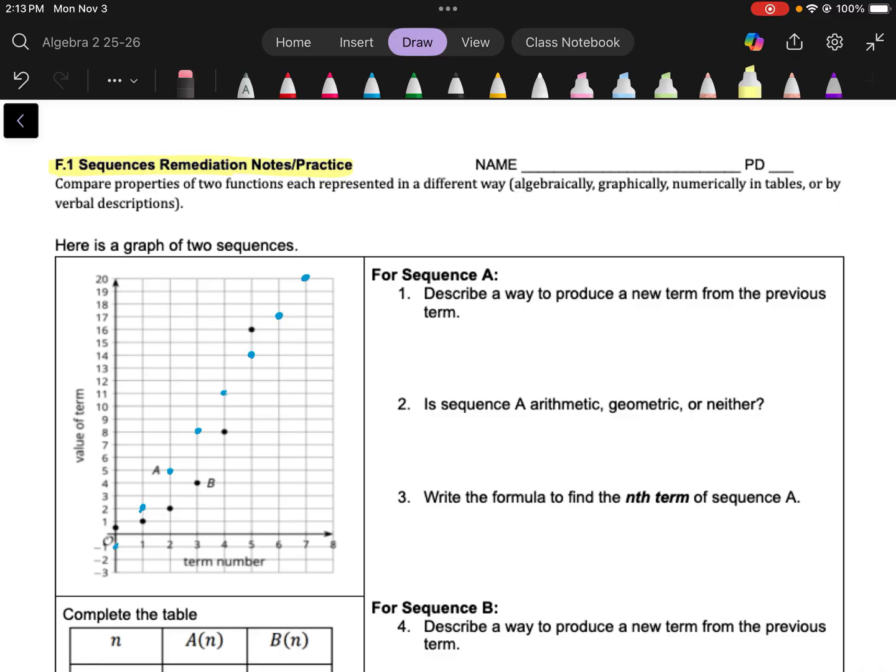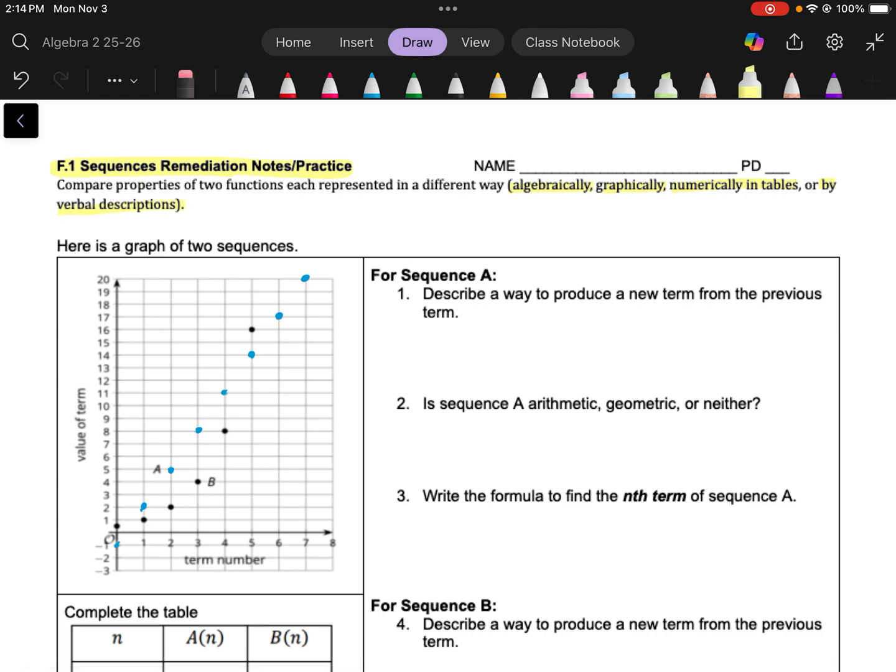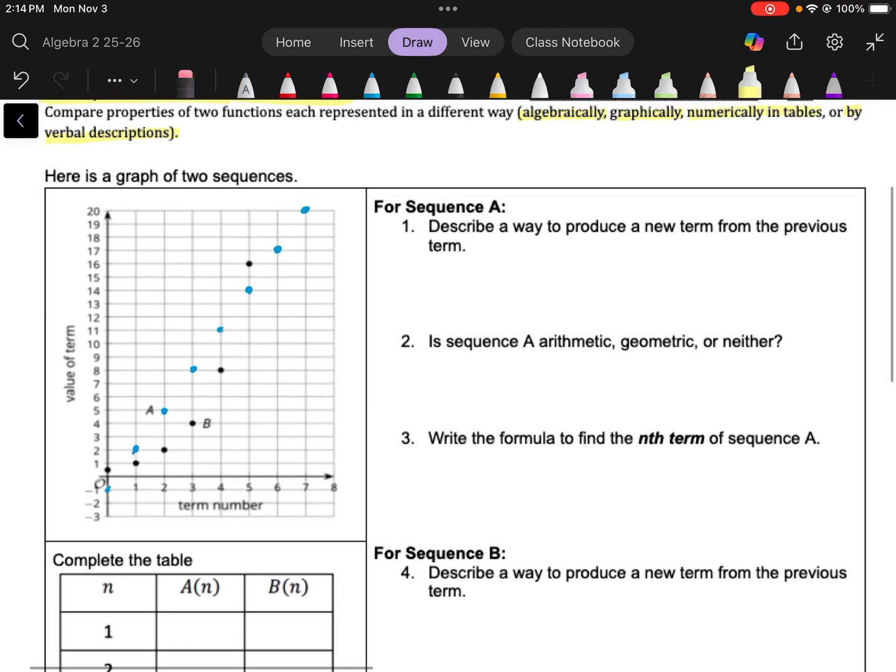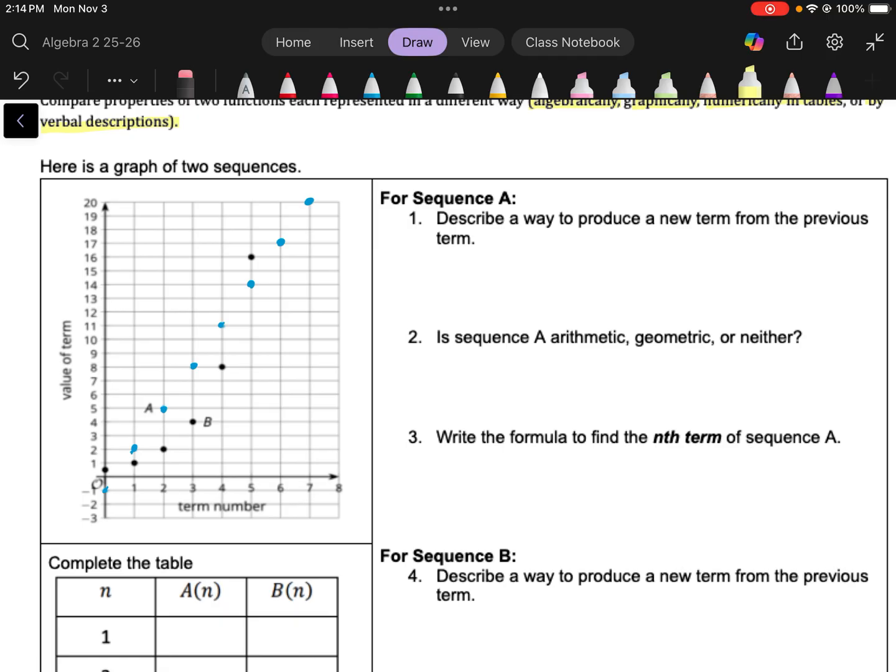So we're going to compare properties of two functions, each represented in a different way, sometimes algebraically, sometimes graphically, numerically in tables, or by verbal description. So in this example below, we're actually going to look at two different sequences graphed on the same grid. You can see sequence A is highlighted with the blue dots, and then sequence B is the black dots. On your paper, the blue is probably just a little bit like gray, and sequence B is represented by the darker black dots.